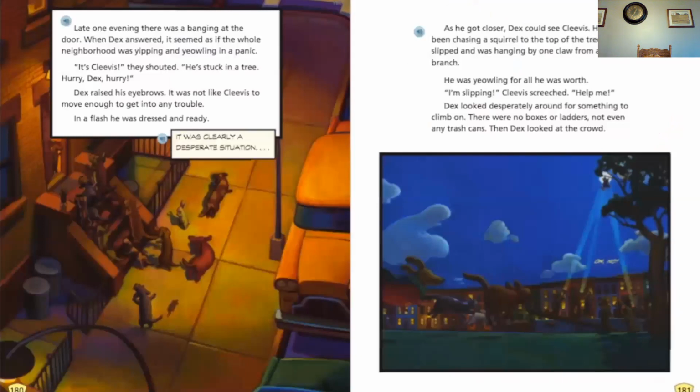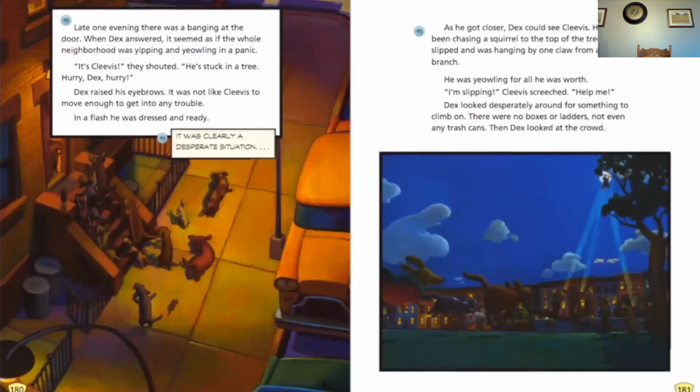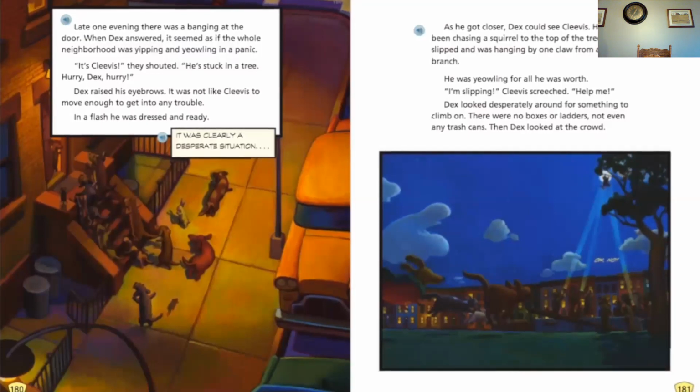Late one evening, there was a banging at the door. When Dex answered, it seemed as if the whole neighborhood was yipping and yowling in a panic. "It's Clevis!" they shouted. "He's stuck in a tree! Hurry, Dex, hurry!" Dex raised his eyebrows. It was not like Clevis to move enough to get into any trouble. In a flash, he was dressed and ready.